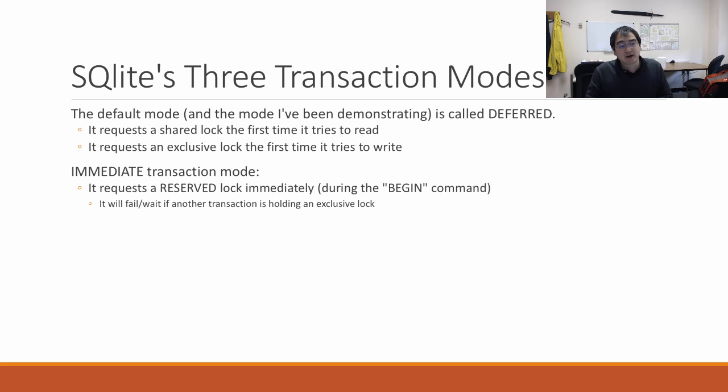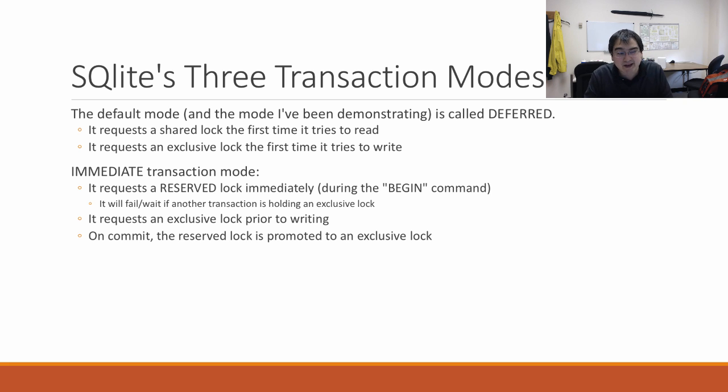And what it will do is it will fail or wait, depending on how long the timeout is, if another transaction is already holding the exclusive lock. So it's saying, okay, if somebody else already has the exclusive lock, this transaction won't be able to start until that exclusive lock has been released. It also needs to request an exclusive lock prior to actually writing to the database. And the other important thing that's really easy to forget is when a transaction that has a reserved lock tries to commit, it needs to promote its reserved lock to an exclusive lock.